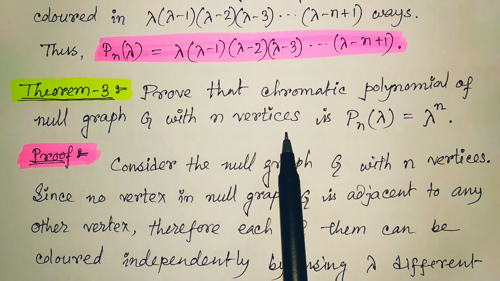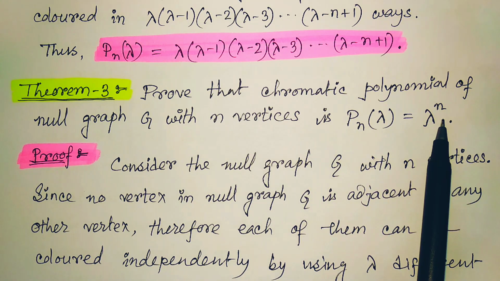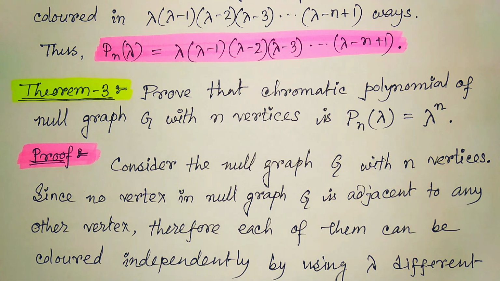Next, the third theorem: prove that the chromatic polynomial of a null graph G with n vertices is lambda to the power of n. A null graph means that you might have any number of vertices, but no edges. So if n vertices are there, we consider a graph G with n vertices.